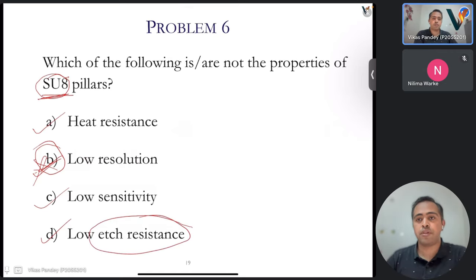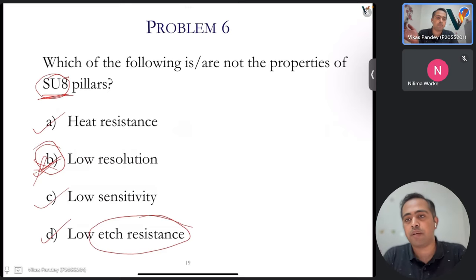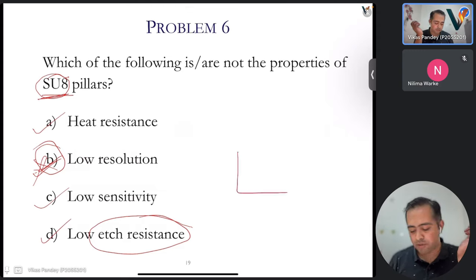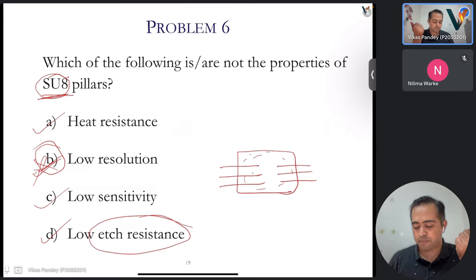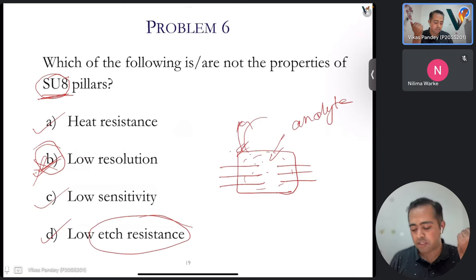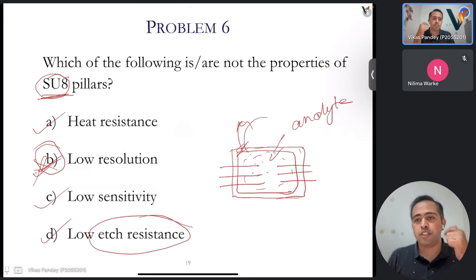Why is this required? Because once SU8 is formed, SU8 cannot be etched with any other material. We want it to remain intact. Suppose we created a tank-like structure in which we have our electrodes, and we want to put our electrolyte, or whatever our analyte is, here. We don't want any analyte to etch this away and flow out, and that is why it is highly etch resistant.